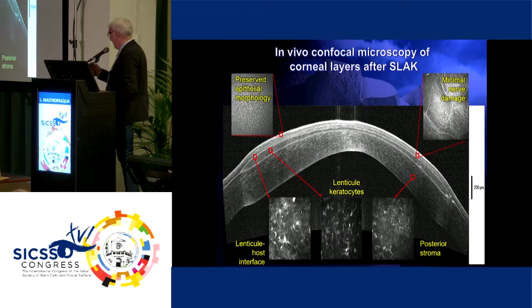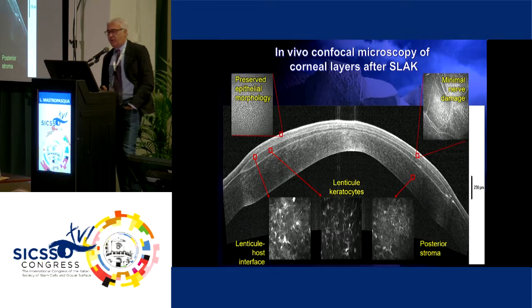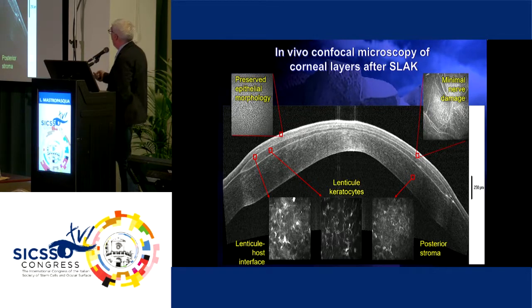And here, at the last, you can see all the cuts that we can study with confocal microscopy. Preserved epithelial morphology, minimal nerve damage, lenticule keratocyte loss at the interface, porcine stroma. We don't have a problem. Minimal nerve damage, we don't have a problem, like with SMILE, because the technique is the same, and the tolerability is very, very good.